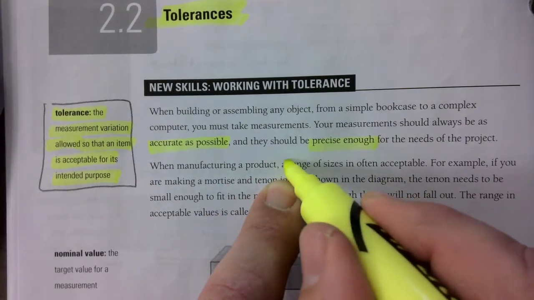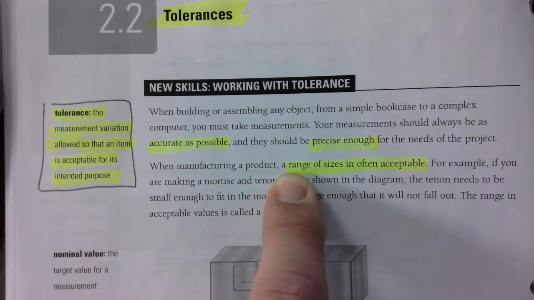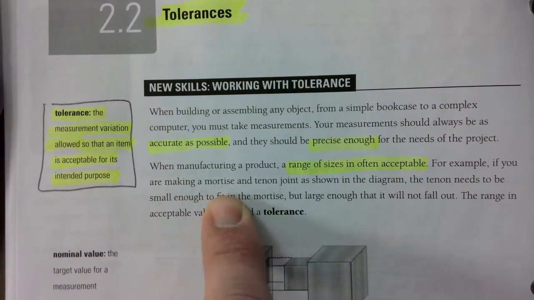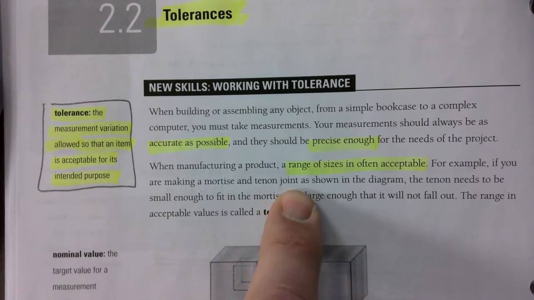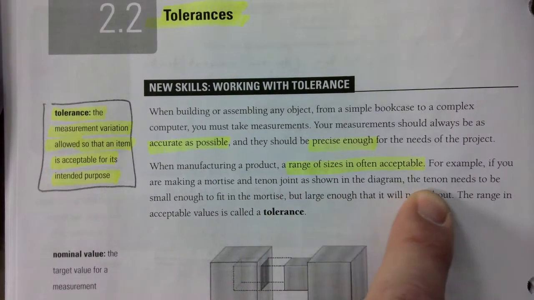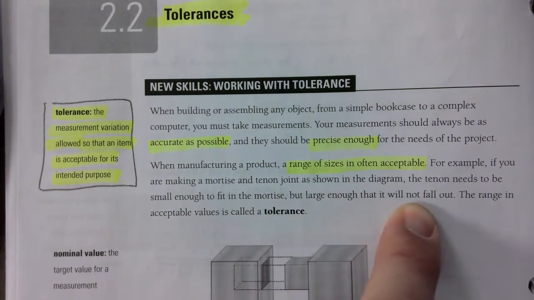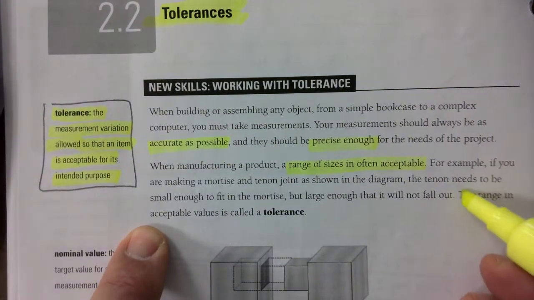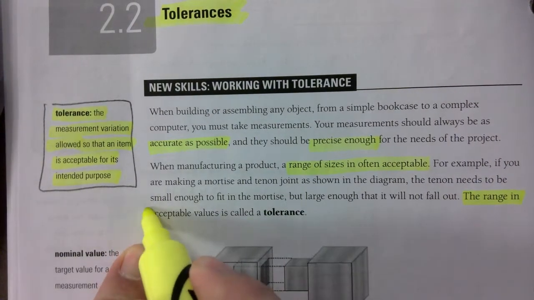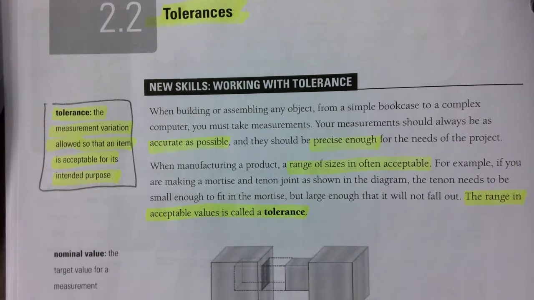This is another way of saying range of sizes is often acceptable. A range means a variation, right? For example, if you're making a mortise and tenon joint as shown in the diagram, the tenon needs to be small enough to fit the mortise, but large enough that it will not fall out. The range of acceptable values is called the tolerance. Okay.